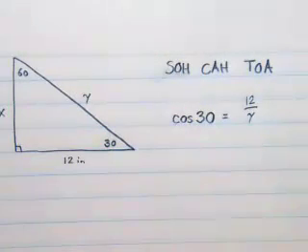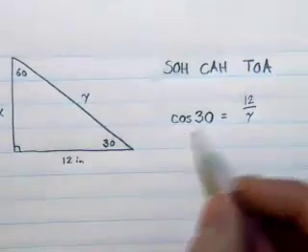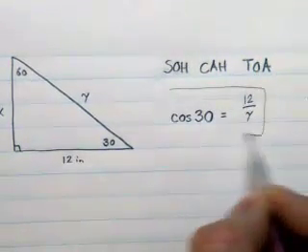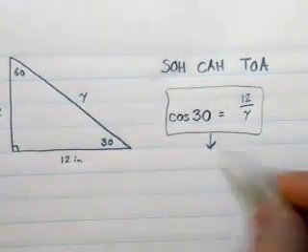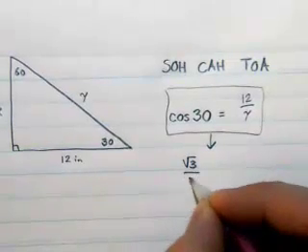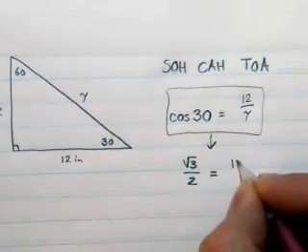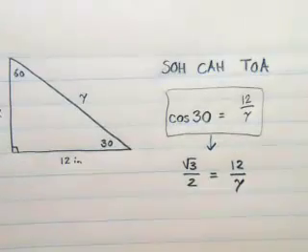But somebody who still has their journal open, what did we just find was the cosine of 30? Square root of 3 over 2, right? So this equation then is going to become the square root of 3 over 2 equals 12 over y.